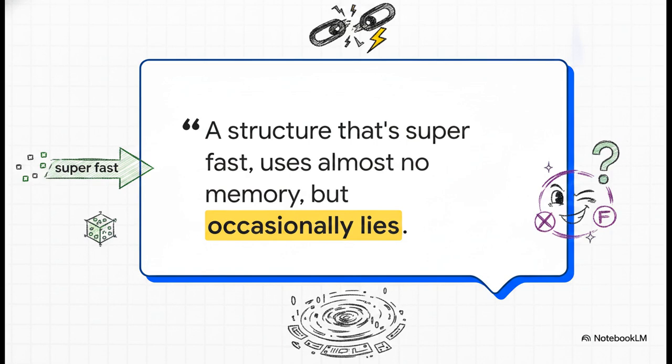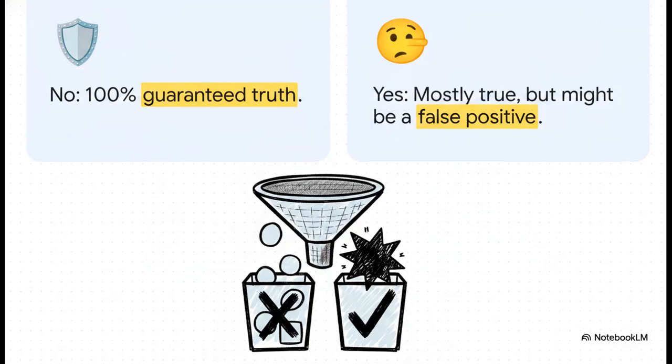Okay, prepare yourself for the weirdest rule breaker in computer science. A data structure that's super fast, uses almost no memory, but occasionally lies to you. Meet the Bloom filter. The results are fascinating. If it gives you a no, that is 100% guaranteed truth. But if it says yes, it's mostly true, but it might be a false positive lie.